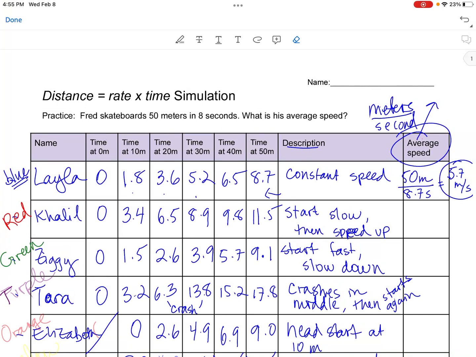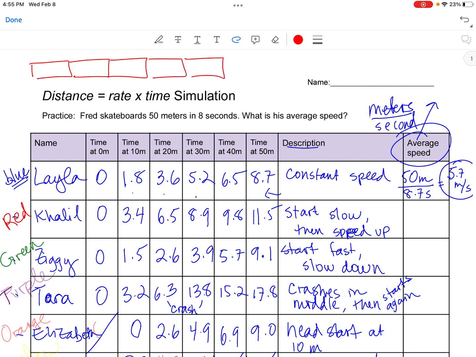This is an explanation of the distance equals rate times time simulation worksheet, or D equals RT. So if you weren't in class, what we did for this assignment is we set up 5 of our tables in class, the little rectangular tables, and put them in a row, all touching each other.